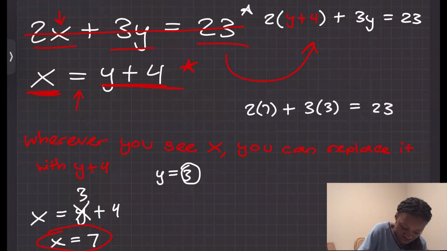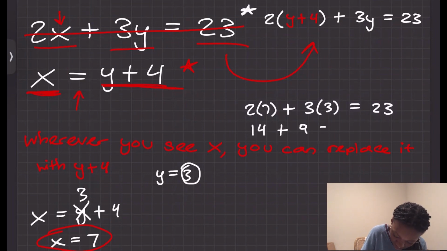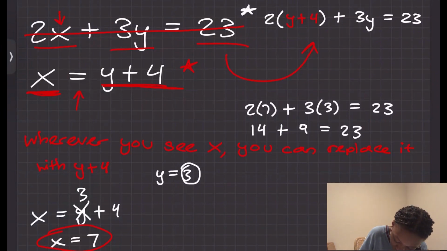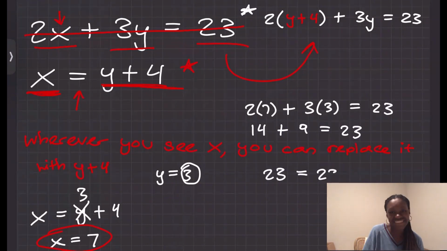Remember, I'm using the first equation up top. 2 times 7 is 14, and 3 times 3 is 9. Now, if you have your calculators with you, or if you can do it in your head, what's 14 plus 9? 14 plus 9 is equal to 23, and that, surprisingly enough, is also equal to 23. And so I'm going to do it like this. 23 equals 23, check, just like that.